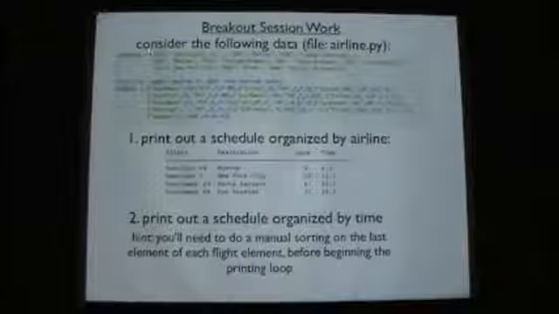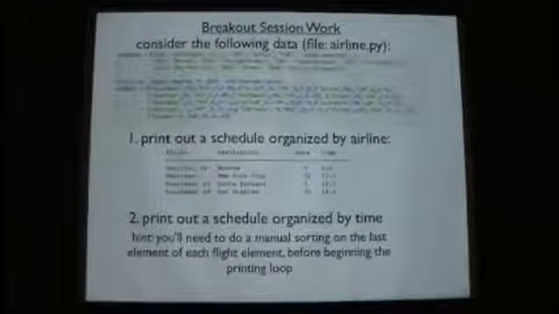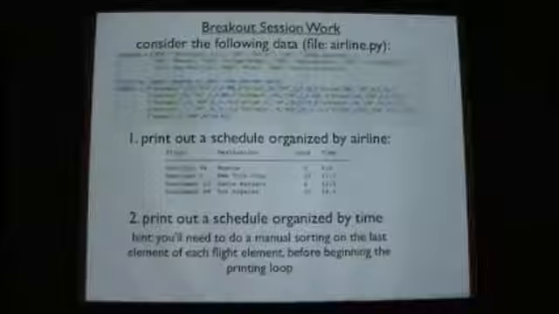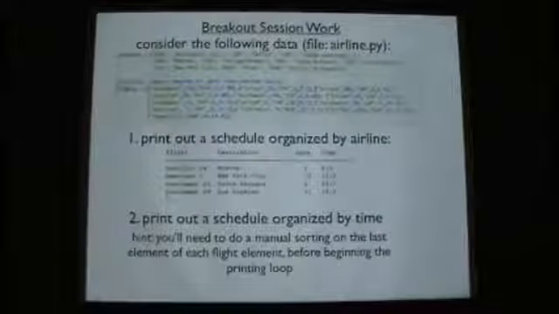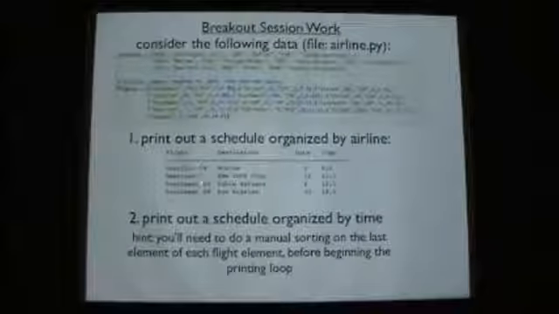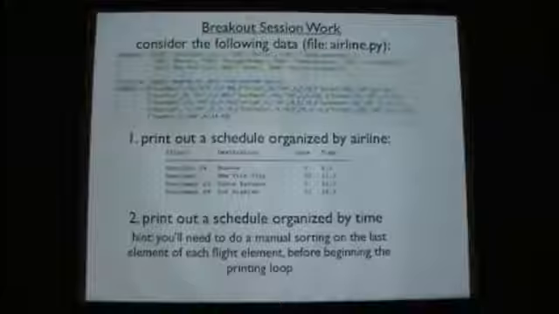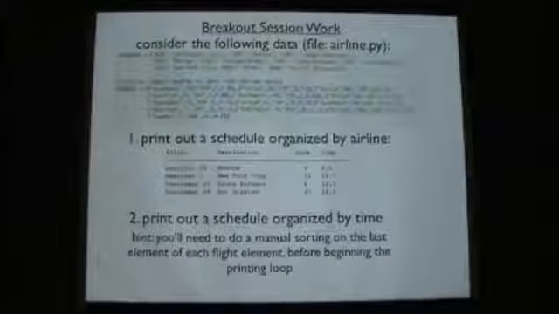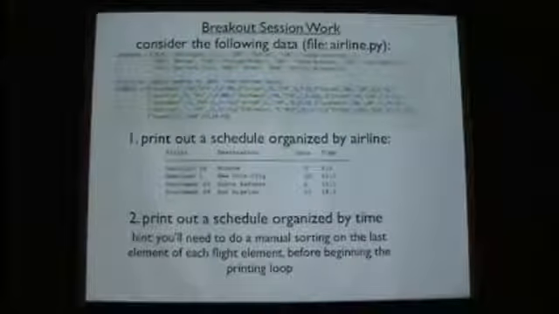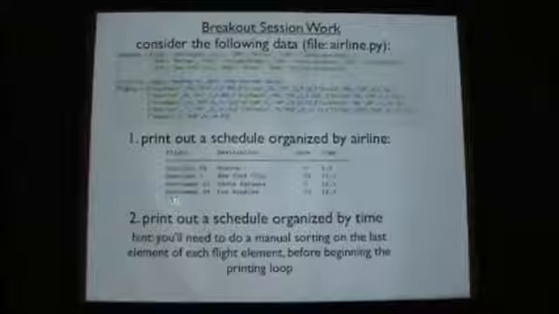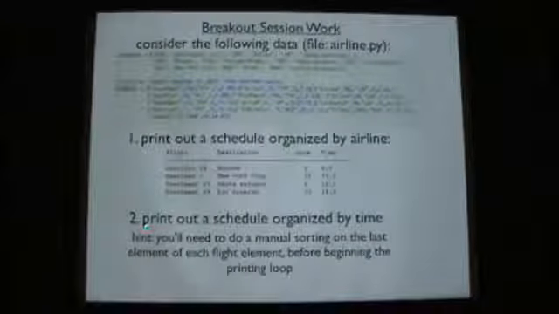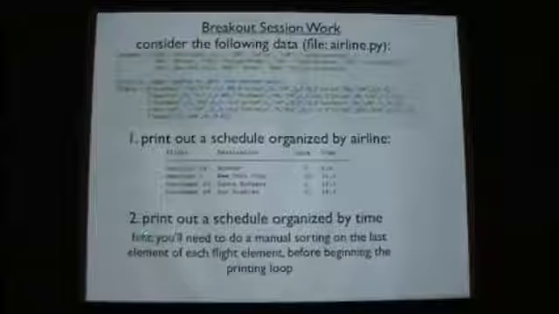So you've got a dictionary, and you've got a list, and you notice that list has tuples in them. Print out a schedule that's organized by airline. So it should look something like this. Don't worry so much about the actual number of spaces. You can try to get that working right, but just make sure that you're organized by airline. So all the Southwest flights, make sure you print them all out together, although I don't really care which order they're in.